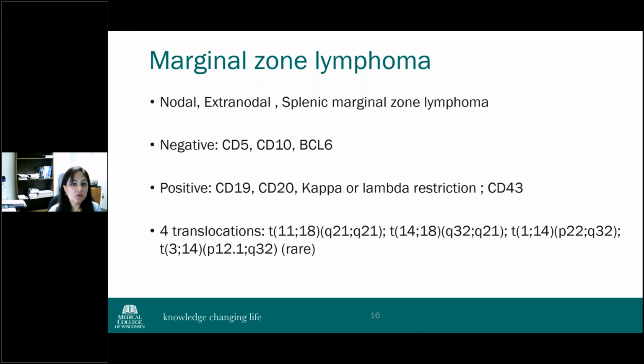For marginal zone lymphomas, we have three main types. We have the nodal, the extranodal, and the splenic marginal zone lymphoma. They are usually negative for CD5, CD10, and BCL6, and they are positive for CD19 and CD20. They show kappa or lambda restriction, and they can co-express CD43. There are four main translocations seen, which I have just noted over here. It is important to remember that t(11;18) and t(14;18) are more commonly seen than t(3;14), which is usually rare.